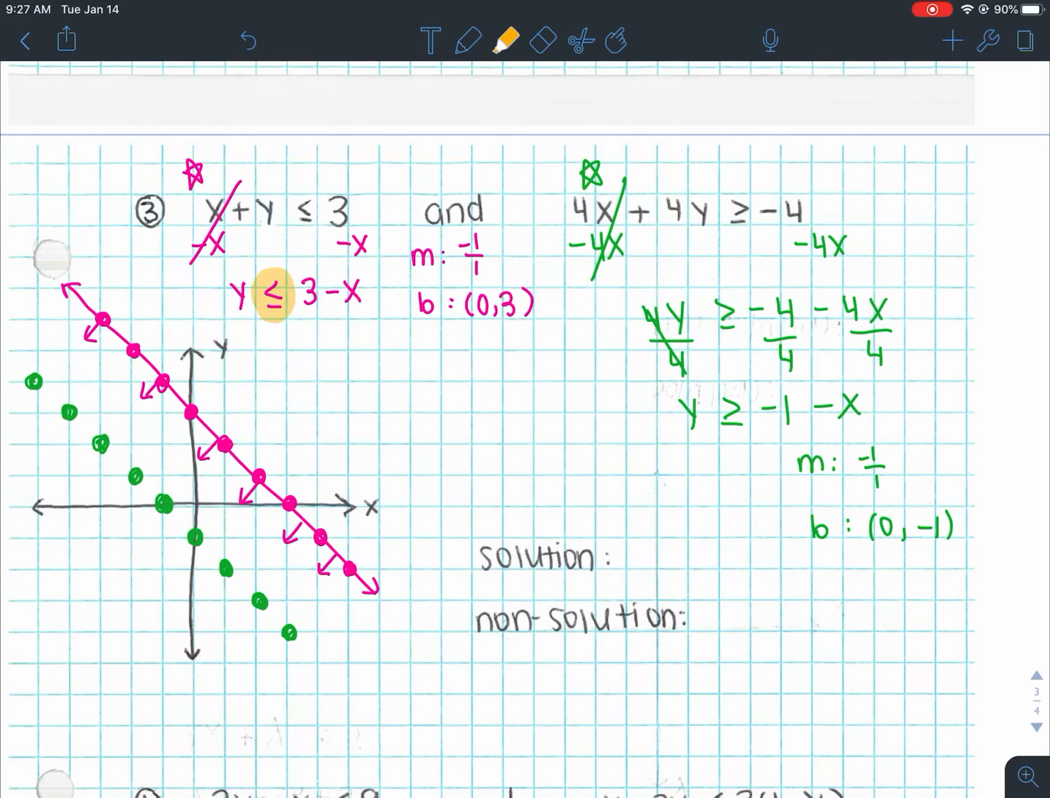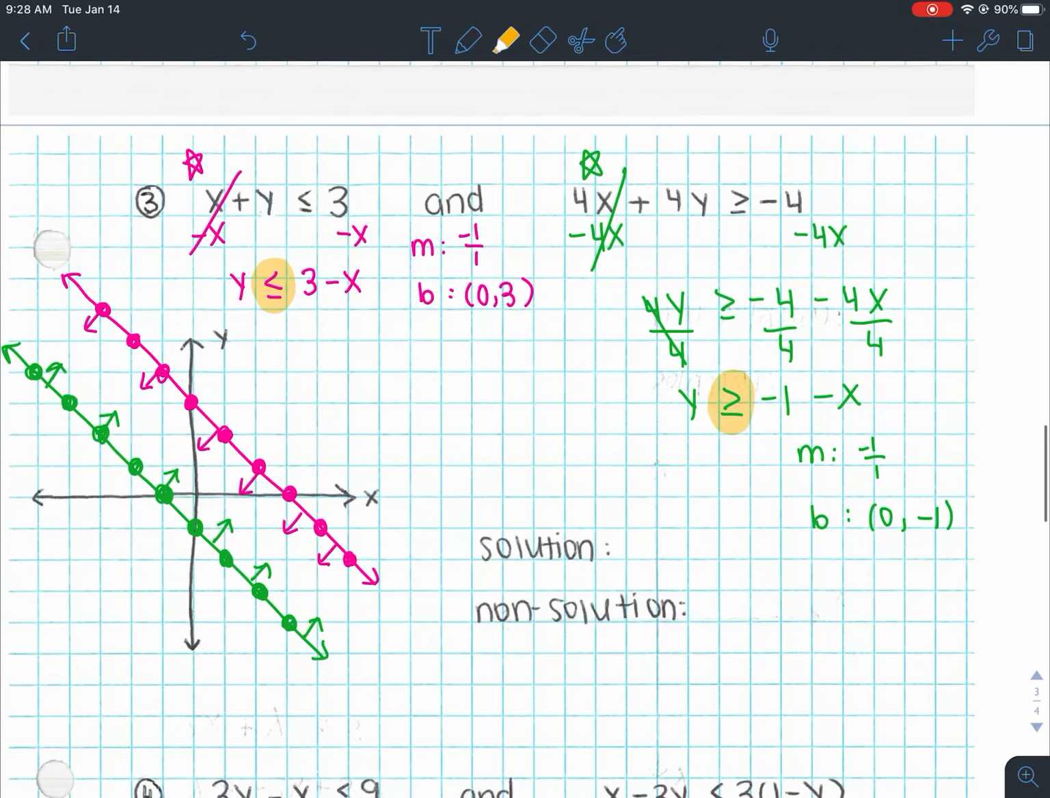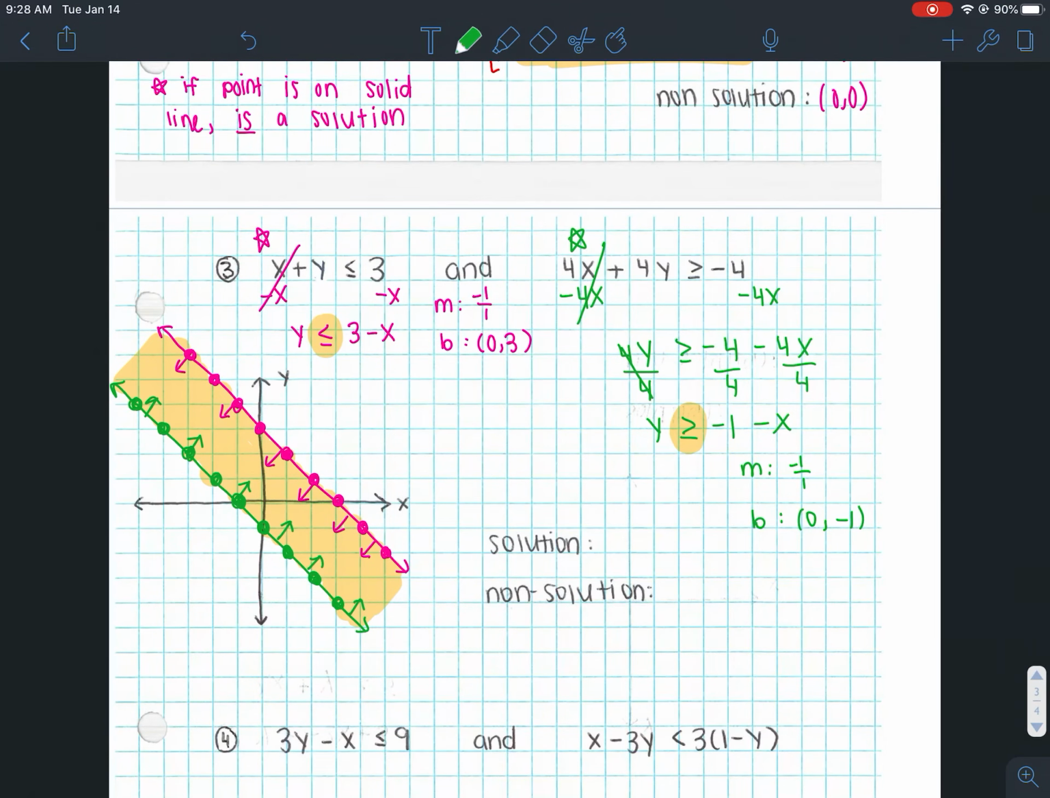All right, now to do our line here, well, I have an equal to line, so it's going to be solid. And then greater than or equal to means I shade above. So where do you notice the arrows are pointing? Towards the middle. So that means that middle section is where all the solutions are, in this shaded region. All right.